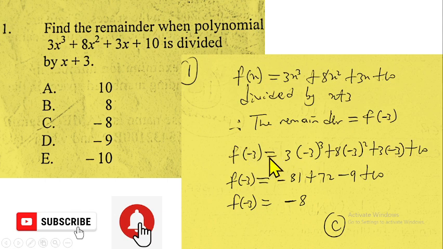And that's what we did. F of minus 3 is equal to 3 into minus 3 cubed plus 8 into minus 3 squared plus 3 into minus 3 plus 10. Pardon me. So minus 3 cubed will give us minus 27. Minus 27 times 3 will give us minus 81. Then minus 3 squared here will give us 9. 9 times 8 will give us 72. 3 times minus 3 will give us minus 9. Then plus 10. If you simplify that further, that will give us minus 8. So the remainder of this polynomial divided by this divisor is minus 8, and option C is the correct option there.